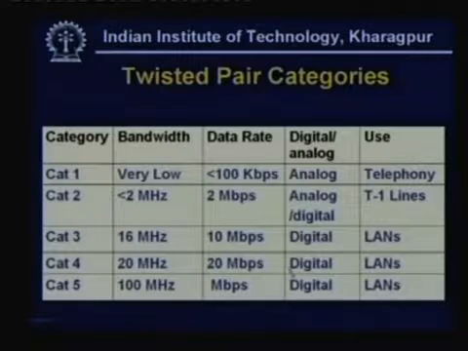It is also primarily used in digital data transmission, digital signal transmission, and commonly used in local area networks. Then you have Category 5, having a bandwidth of 100 megahertz with a data rate of 100 megabits per second, and it also uses digital data transmission, particularly in local area networks. Although Category 6 and Category 7 are also available nowadays, I have not given them here, just Cat 1 to Cat 5.